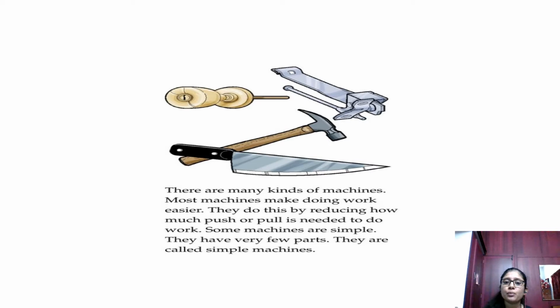They have very few parts. They are called simple machines. So the author of this book is telling us that we use machines because we want our work to be done in an easier and faster manner. Now some of the machines reduce our work. Definitely all the machines that we use reduce our work so that we can do some other work at that time.